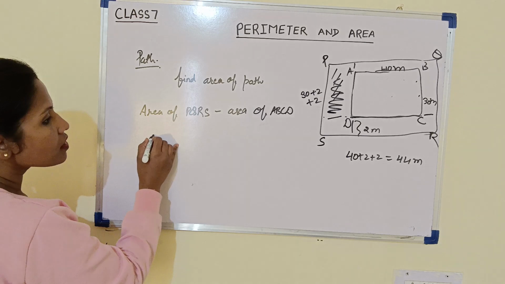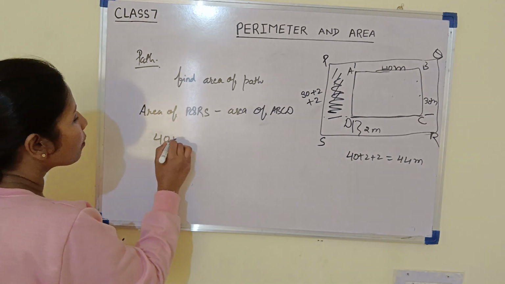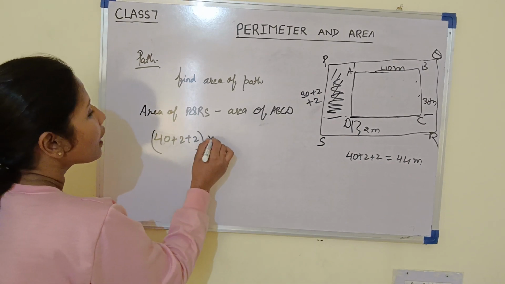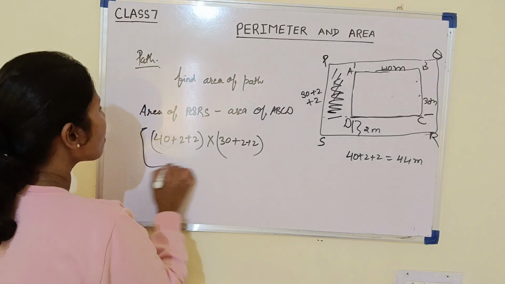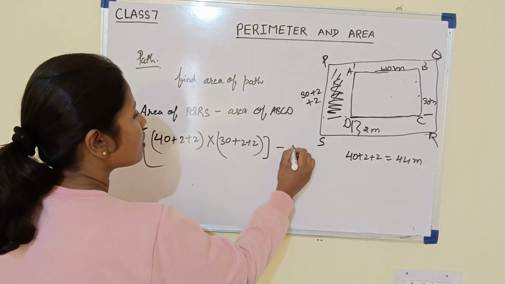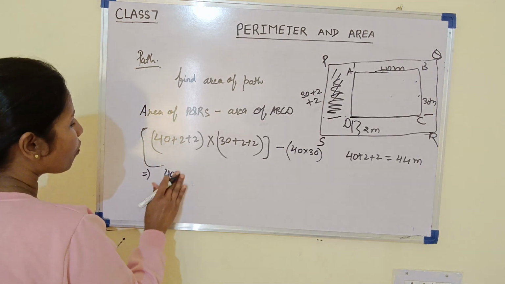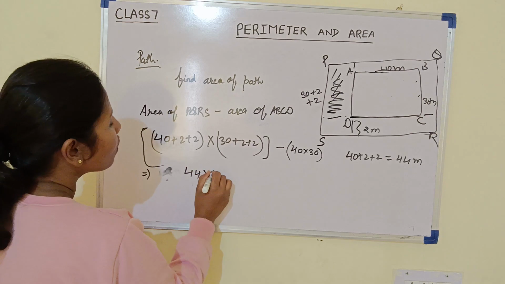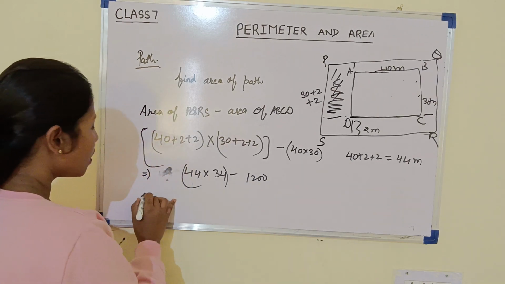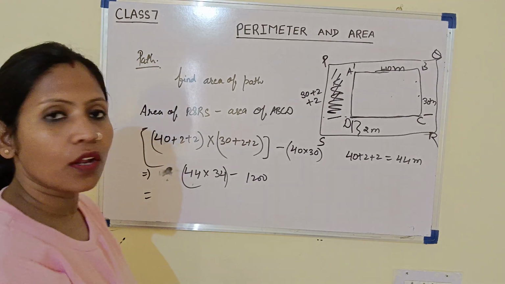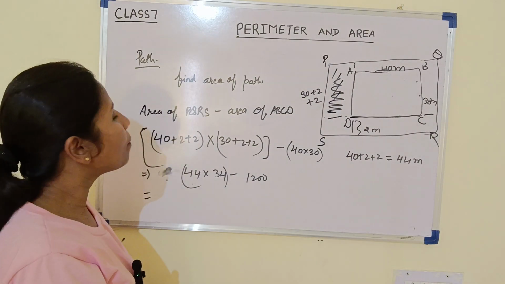So what would be the area of PQRS, 44 meter, or you can write like this, that will be more understandable, 40 plus 2 plus 2 into 30 plus 2 plus 2. This is length into breadth. This is the area of PQRS minus area of ABCD, that is 40 into 30. So what you have to do here, 44 into 34 minus 1200. This is simple. You can multiply this, you can do the minus, and you can find the answer. Okay. So this was the question related to path.